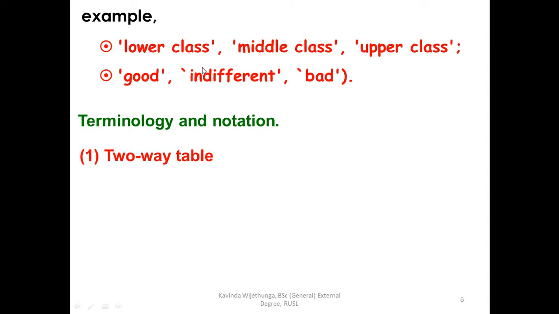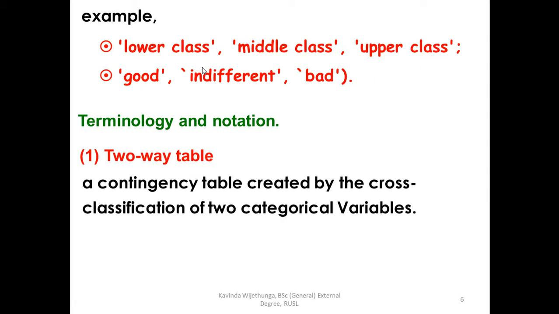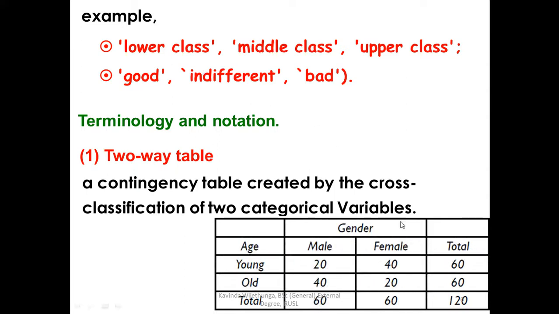Terminology and notation. Two-way table. A contingency table created by the cross classification of two categorical variables. Here there are two categorical variables. One is gender, the other one is age. Age can be divided into young and old, and gender can be divided into male and female. This is a two-way table. You can see the column totals and row totals as well as the grand total in there.